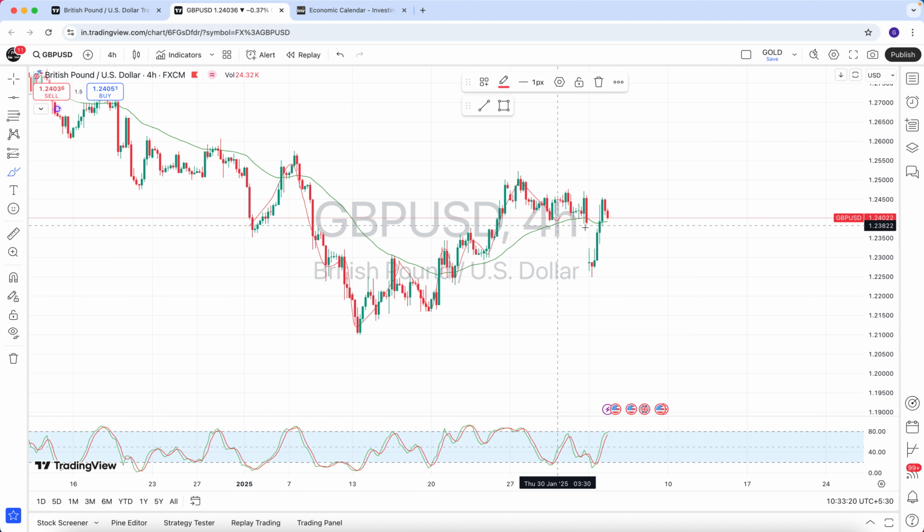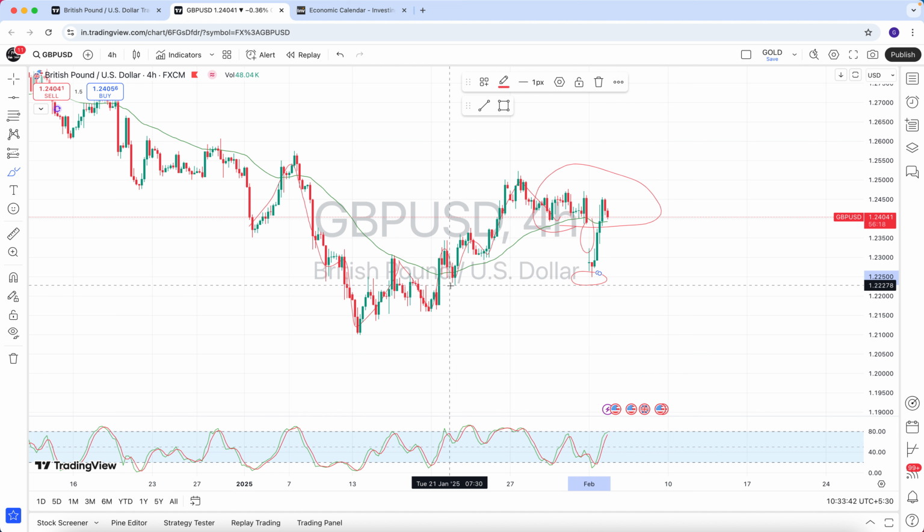Now here was a consolidation zone, but I think there was some news yesterday which had a much more impact on this pair and created a gap here. And to fill that gap, buyers have already entered and started buying from this zone.